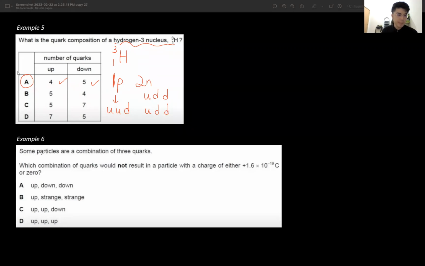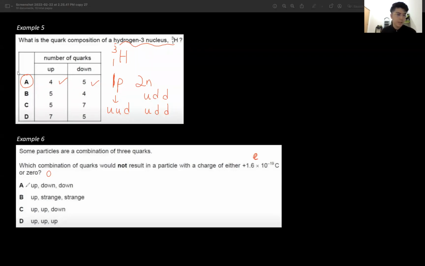Now look at example 6. Some particles are a combination of 3 quarks. Okay, which combination of quark would not result in a particle with a charge of either 1.6 times 10 minus 19? This is basically E, right? Or 0. That means we want to find which combination of this does not give E or 0. Okay, if it gives E or 0, then that is not the answer.